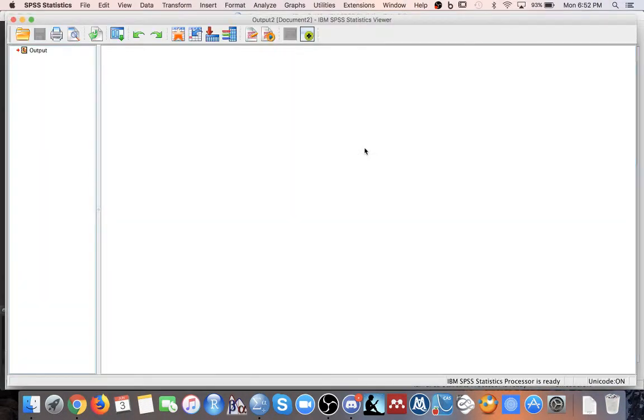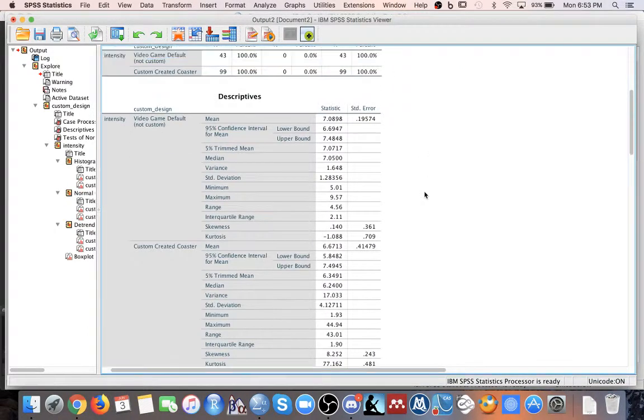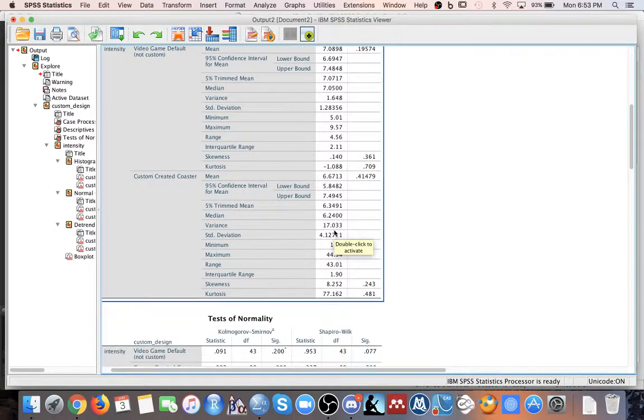All right, the important thing is going to be looking at skewness and kurtosis, the histograms, the normality plots, and the tests. If we look at the skewness and kurtosis levels here, they're both within plus or minus 2 for intensity of non-custom. The custom-created coasters have a bit of a problematic issue happening. Skewness and kurtosis values are well beyond what they should be. A kurtosis value of 77, I don't think I've ever seen one that high, but definitely beyond the range of negative to positive 2. So the likelihood of this assumption not being true is very high right now.